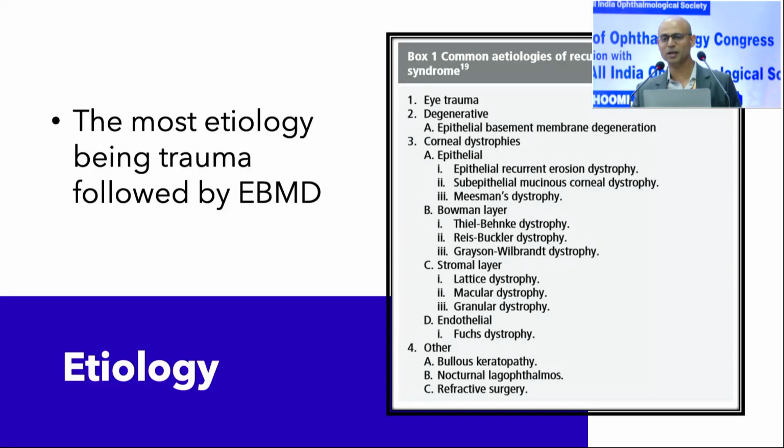Other than that, epithelial basement membrane dystrophy is a dystrophy of the epithelium which is prone to develop recurrent corneal erosions, and various other corneal dystrophies also are prone, as listed here in this table, and other conditions, etc. also you may see. Any condition, even a refractive surgery like PRK, when you're removing the epithelium with a blade, if the edge where ablation is not done can start developing erosions as well.